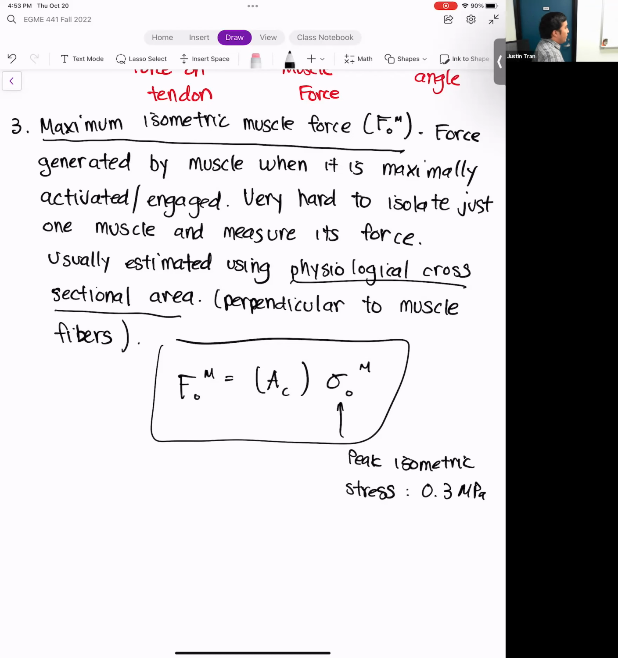Okay. And so the next question we can ask is, how is this going to affect our force curves? Because we talked earlier today that we have 3 curves that define muscle performance. So we have the active force length, the passive force length, and the force velocity. And so the higher your maximum isometric force is, the higher that peak is going to be.